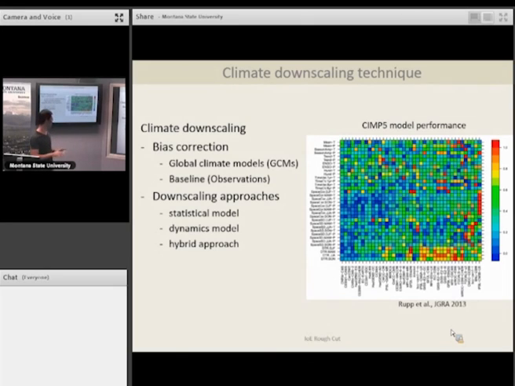There are three different downscaling approaches for doing this. The first one is the statistical model, and the second one is the dynamic model, which uses the Weather Research and Forecasting system to carry out regional scale modeling to capture the regional climate change, which can consider topographic gradients and things like this. And the last one is a hybrid approach, using both of these two approaches.